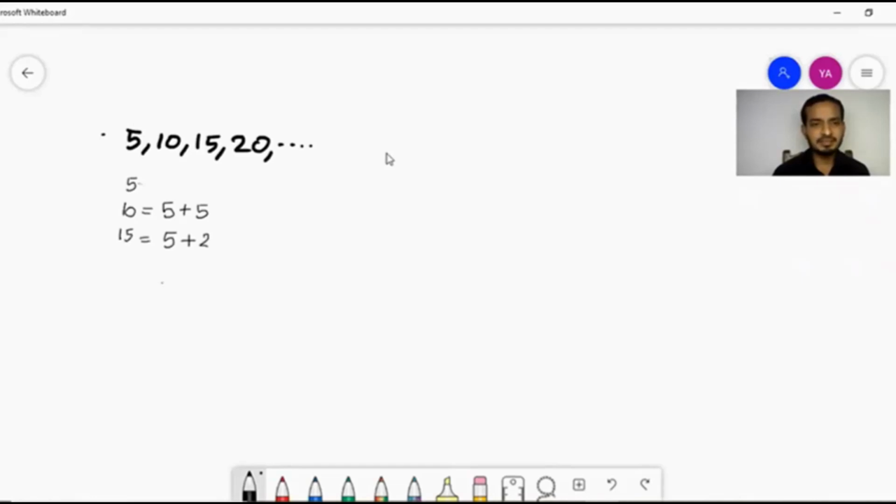Can I write like this? The third term is 5. 5 means the first term plus 2 times the common difference. Am I right?